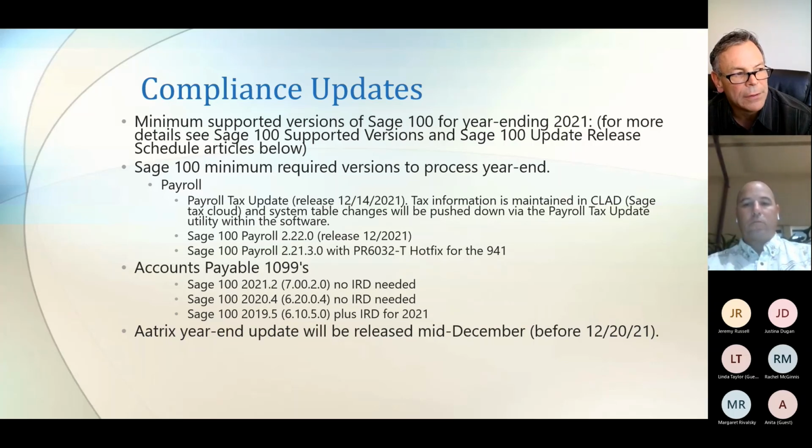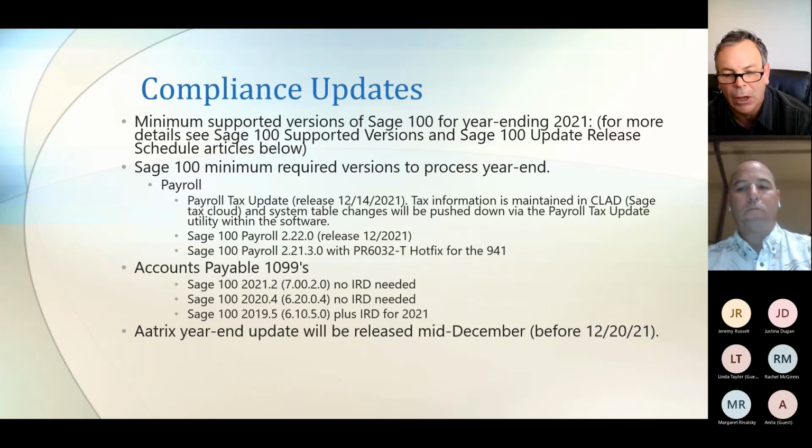So all to say, we don't have as good a visibility of customers that use the system to print 1099s, but if you do use Sage to print 1099s, you'd want to check your version and let us know if you need any help in getting up to the compliance service update that you need to be on to print those 1099s.